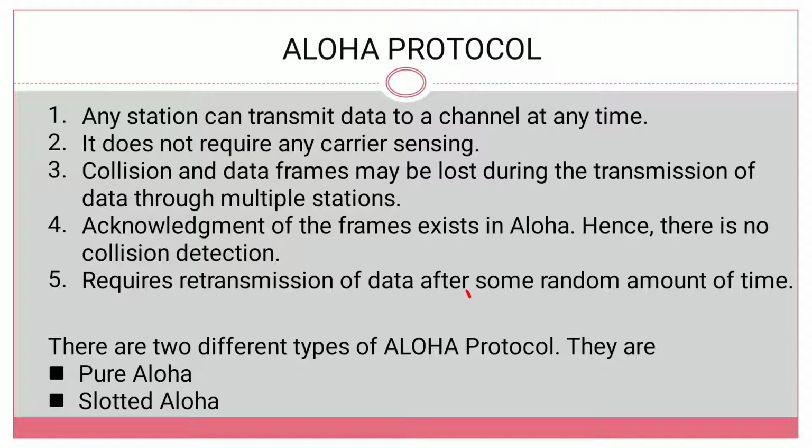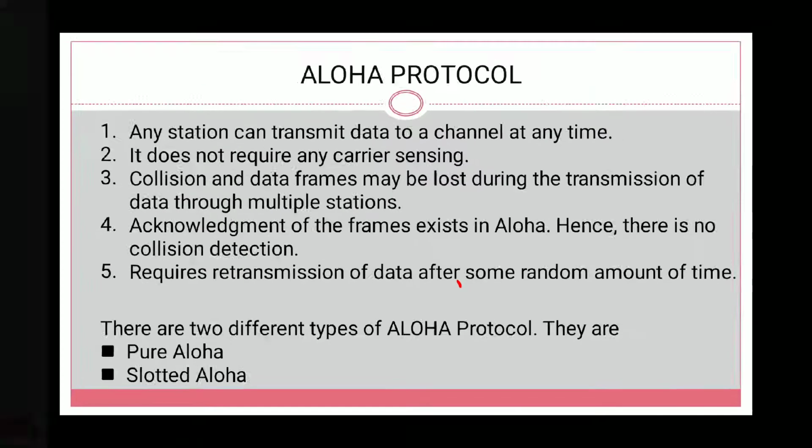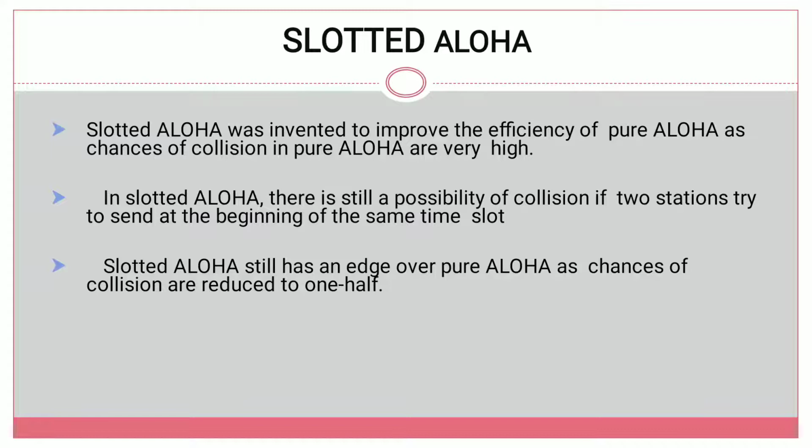Slotted Aloha was invented in the year 1972 by Robert as an improvement over pure Aloha. Here the time is divided into discrete intervals called slots. Slotted Aloha was invented mainly to improve the efficiency of pure Aloha, as the chances of collision in pure Aloha are very high. In slotted Aloha, there is still a possibility of collision if two stations try to send at the beginning of the same time slot.